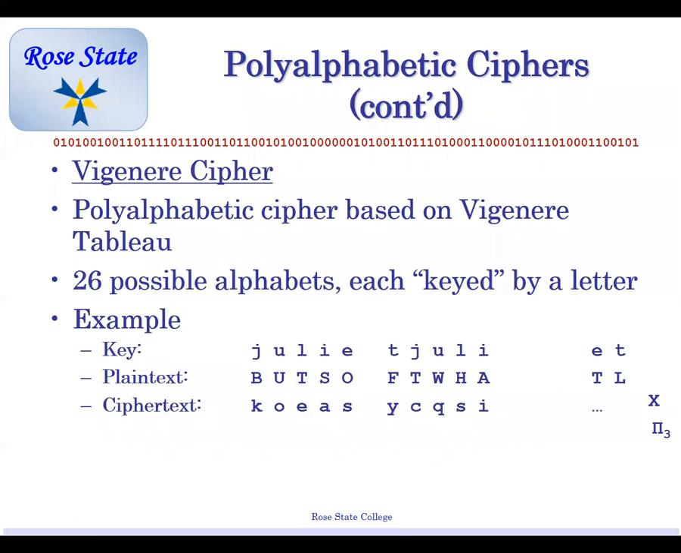We'll see an example here. There's something called the Vigenere cipher. When I went through a training class, it's kind of funny, the guy's like, yes, there's something called the Vigenere cipher. It's a polyalphabetic cipher, based on the Vigenere tableau, or table, which has 26 possible alphabets, each keyed by a letter.